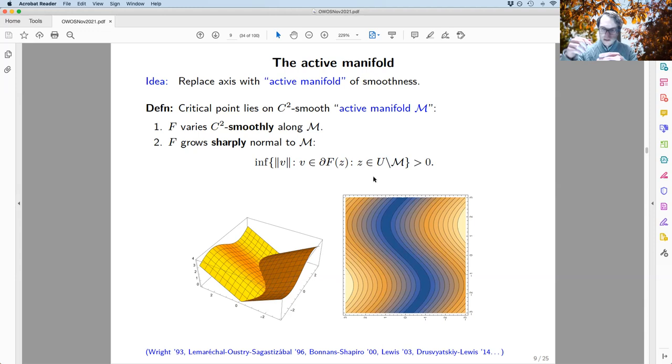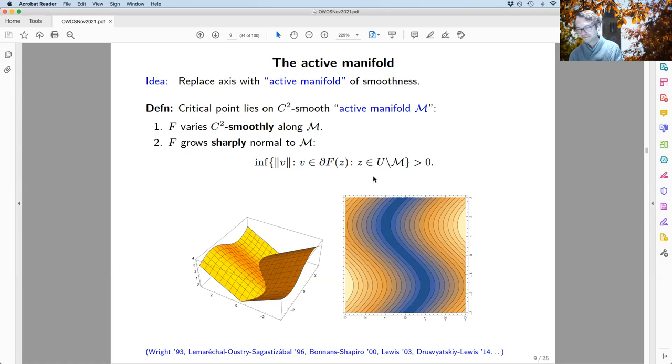There's a variety of other concepts. Steve Wright has the earliest concept, and then there's the VU type things. Adrian Lewis has partial smoothness, which is a little bit more stringent than this, but probably the most closely related. So it really just depends on who you are. This is like the minimal assumption I think you need. You need to get to the manifold quickly, and then you need to be smooth along it.